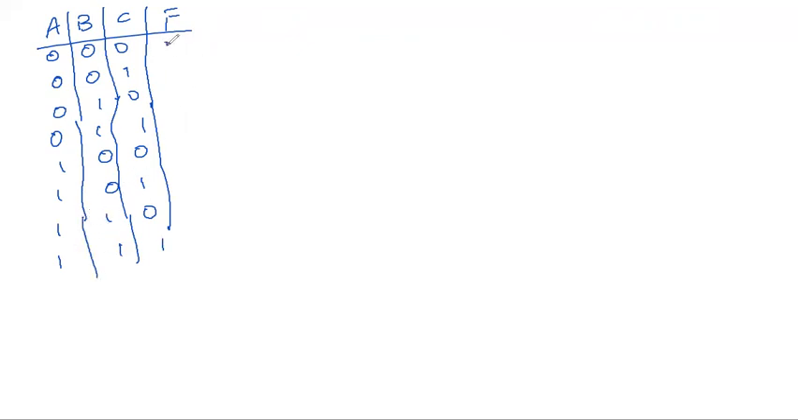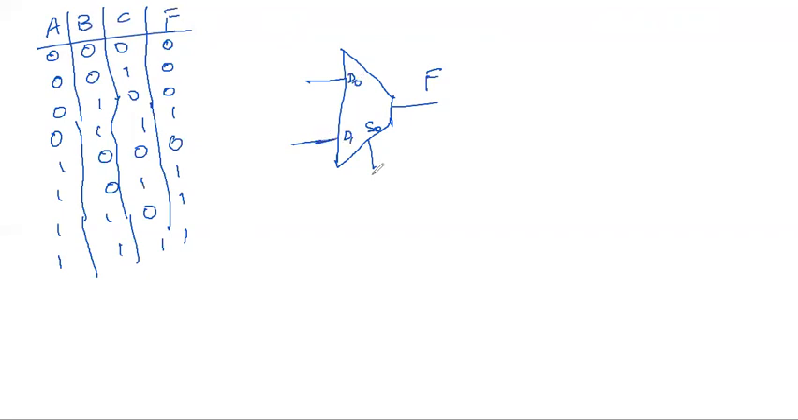Okay. 3, 5, 6, 7. Now for 2 by 1, F has only one selection line, S0, and only 2 inputs, D0 and D1. We have only 2 inputs. So one selection line means, select A, write A here. Now we have only 2 possibilities.